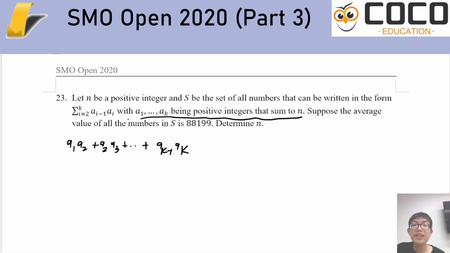So S is the set of all numbers, and I'm told that the average value of S is this. So it depends on n. If, for example, n is 1, then there is nothing to say. If n is 2, the only thing you can get is 1 times 1, and so on.